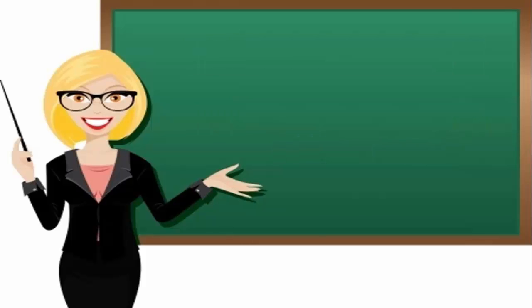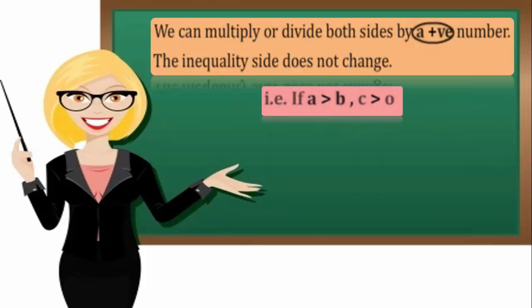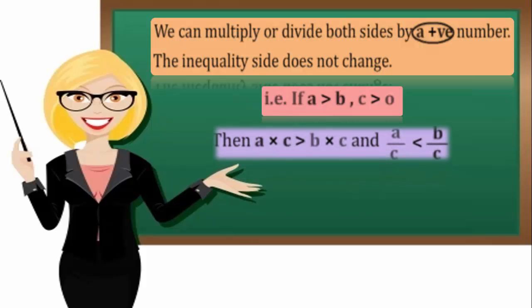3. We can multiply or divide both sides by a positive number, and the inequality sign doesn't change. That's to say, if A is greater than B and C is greater than 0, then A times C is greater than B times C, and A over C is greater than B over C.